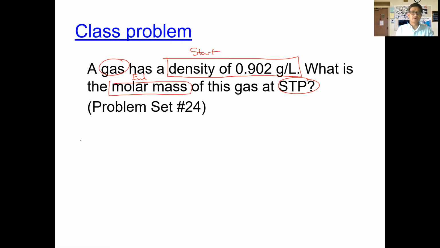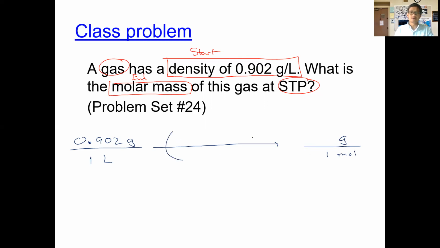So we start out with 0.902. Again, write it vertically, grams per liter. We want to solve for the molar mass in grams per mole. And remember, this is always going to be 1 mole here, and this is going to be 1 liter. This is a unit ratio.